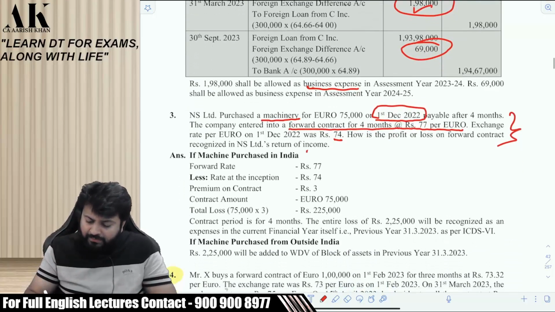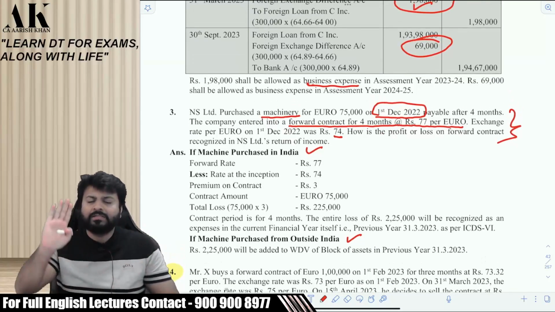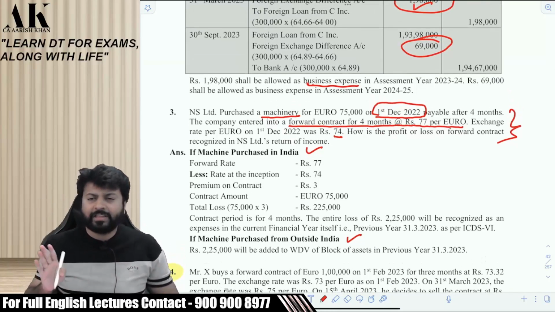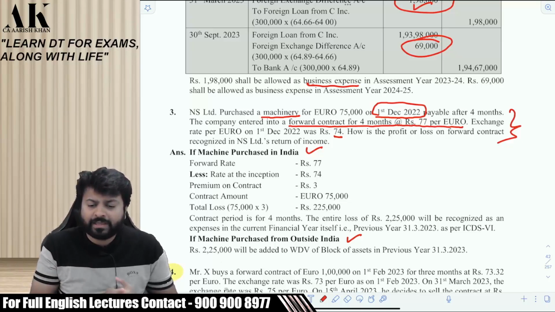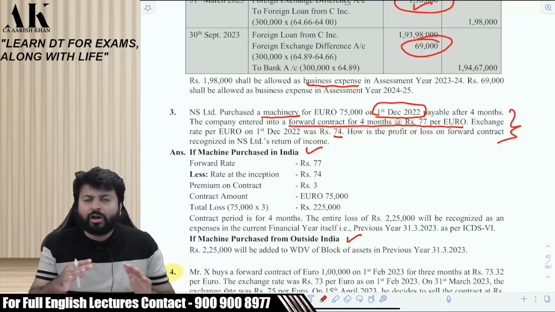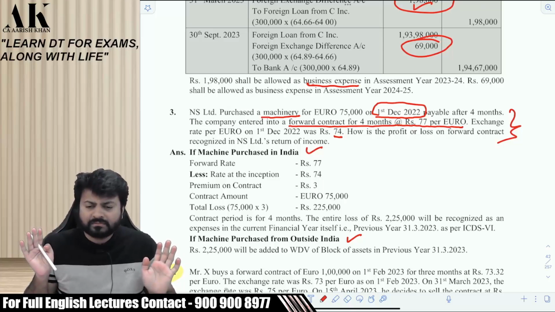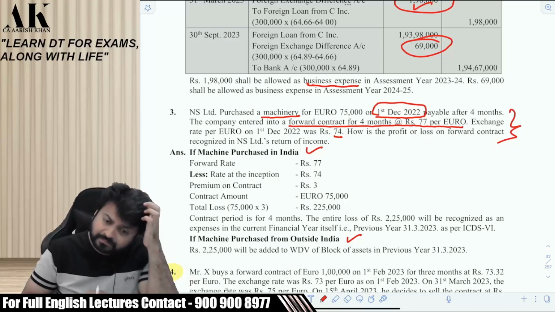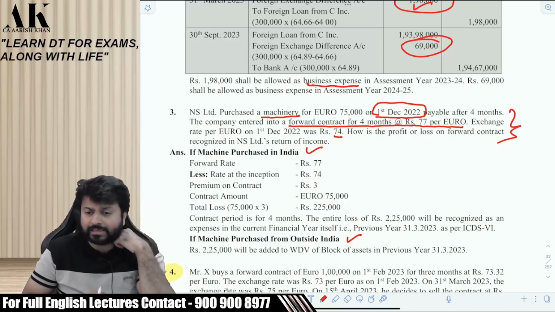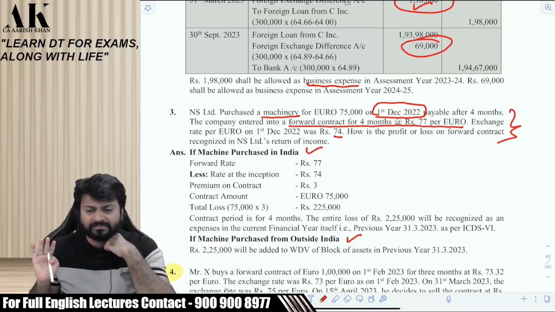First, if it is purchased from India, then what will happen? If it is purchased from outside India, then what will happen? Now pay attention here. If it is purchased from India, which section will be applicable? Section 43AA will be applicable, and the gain or loss will be debited or credited to the P&L account. And if it is purchased from outside India, then adjust the gain or loss on the date of payment in the WDV of the asset, right?